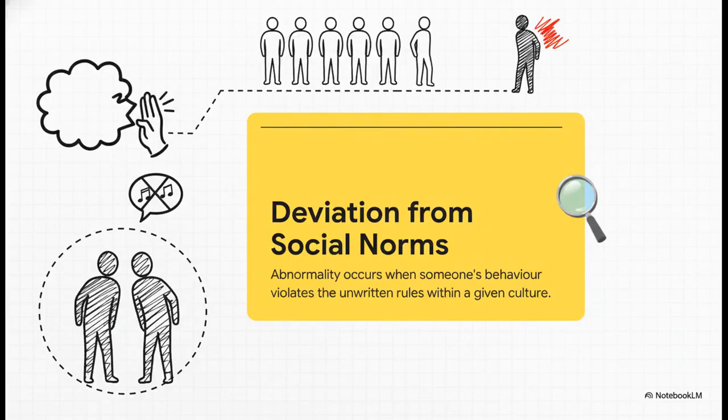Okay, next up, deviation from social norms. This one is all about fitting in. It basically says a behavior is abnormal when it breaks the unwritten rules of a society. You know, those things we all just know you shouldn't do, like standing way too close to a stranger or shouting in a quiet library.